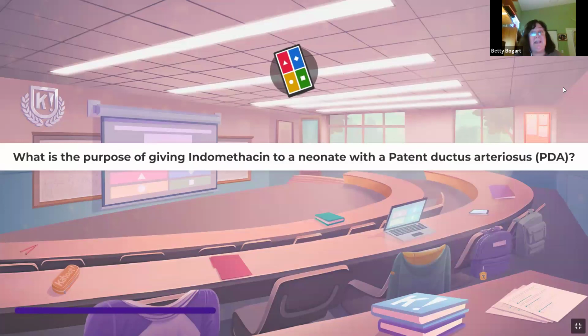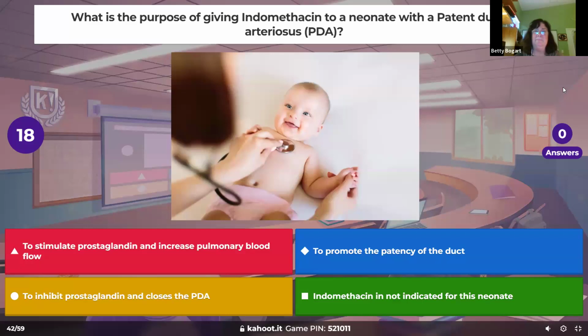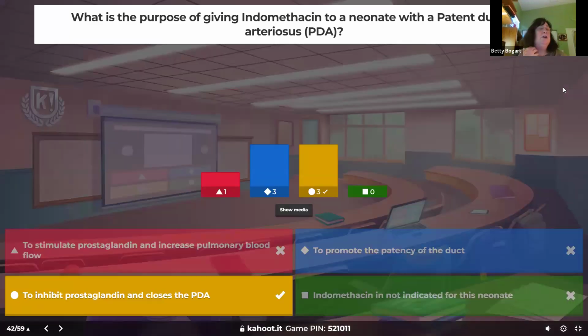What is the purpose of giving indomethacin to a neonate with a patent ductus arteriosus? So it stops wherever that prostaglandin is, the prostaglandin has come from, right? It stops it. So it will close up that PDA, and then you don't have to do surgery. If you need to do surgery, they do a thoracotomy. They actually put a staple on it to close it.